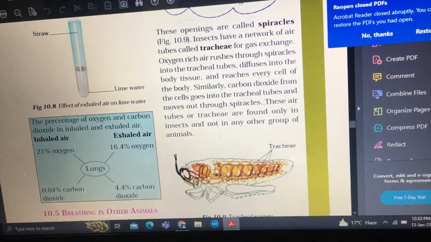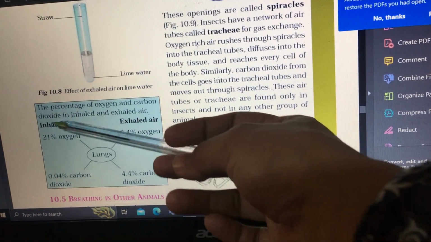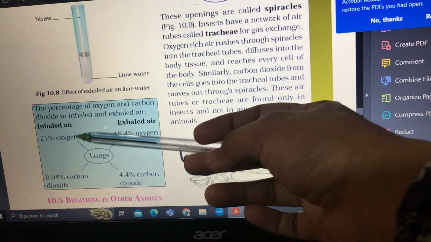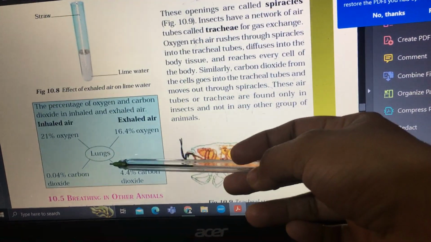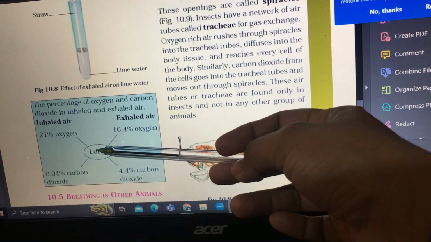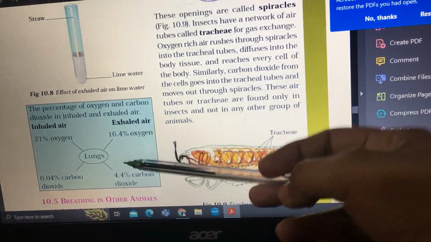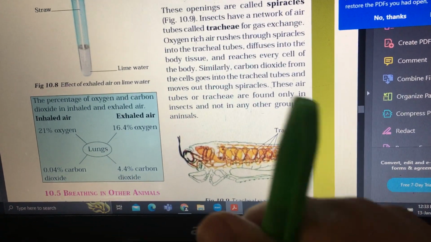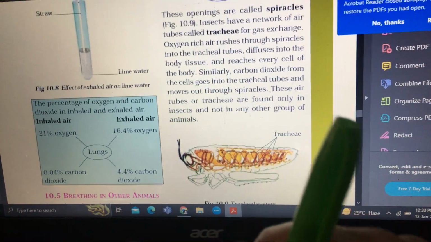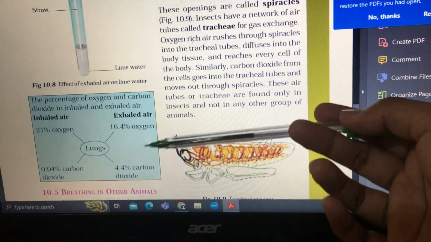Okay, now the percentage of oxygen and carbon dioxide in the inhaled and the exhaled air. The inhaled air is having more amount of oxygen because that's the normal air that we are taking in. 21% oxygen is entering, 0.04% carbon dioxide is entering. Whereas the exhaled air is having oxygen as well as carbon dioxide. This is one of the biggest wrong things that has been taught to us, that we inhale oxygen and give out carbon dioxide, but it is completely wrong. Because we are taking in both carbon dioxide and oxygen, and both are given out as well.